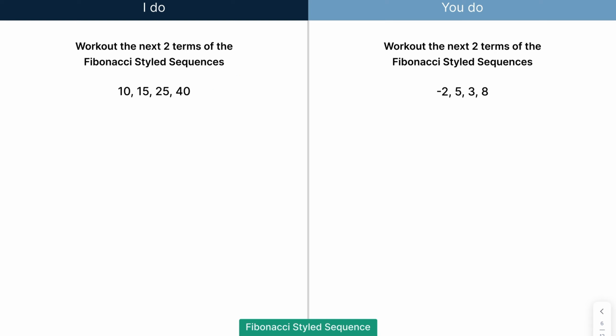So here what we have is a Fibonacci styled sequence. And this bit is important because it's saying it's a Fibonacci styled sequence. You know, in a Fibonacci sequence, the next term is just the sum of the previous two. So if I add 40 plus 25, that is 65. And then if I add 65 and 40, that is 105. So moving on to this one, again, it's a Fibonacci style sequence. So the next term is just the sum of the previous two, so that is 11. And the next term is just the sum of the previous two, and that is 19.